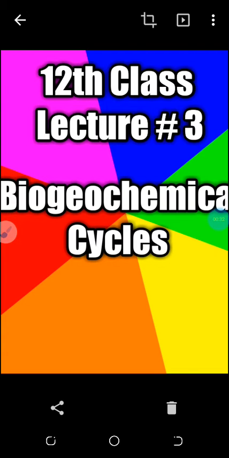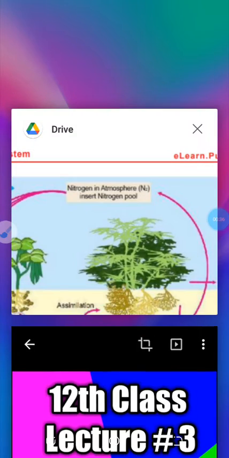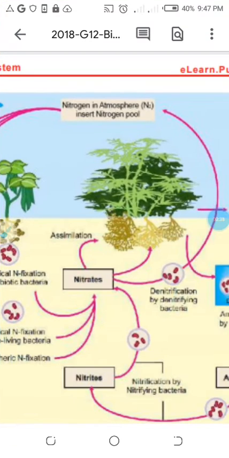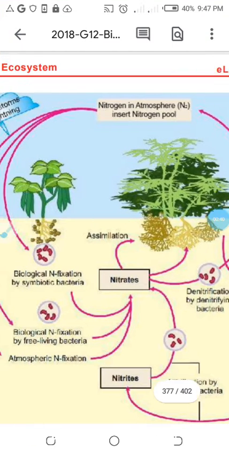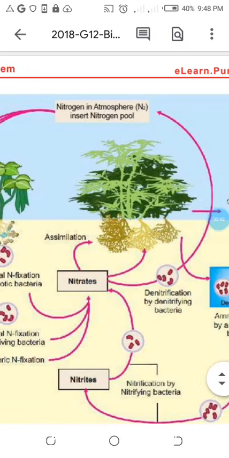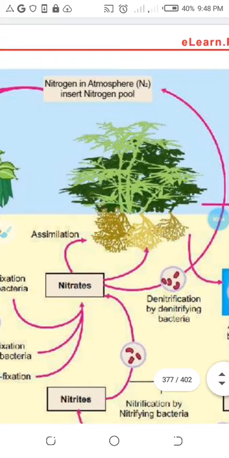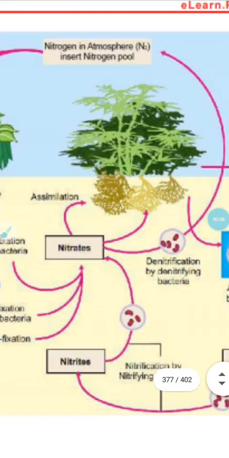Lecture number 3, biogeochemical cycle for second year class, and I would like to tell you today two cycles. One is the nitrogen cycle and the other is the carbon dioxide cycle, and most important is the nitrogen cycle, and that is a cyclic activity.